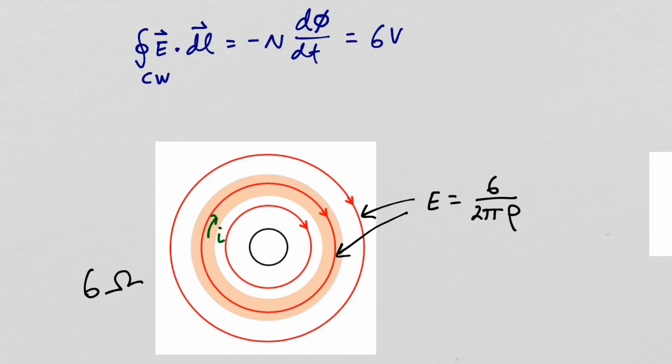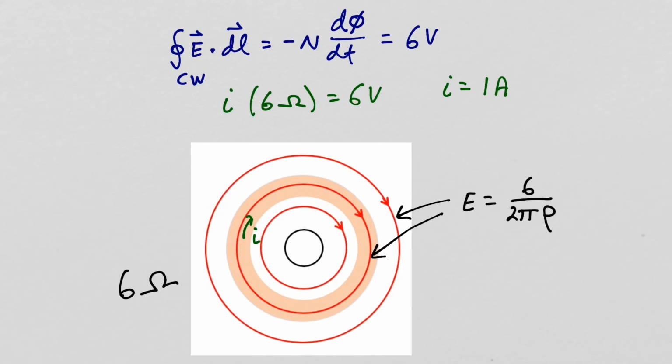So the electric field intensity inside this resistor will cause a current to flow, and the current will be the same everywhere inside the resistor. Let's apply Faraday's law around this path that's inside the resistor. So the integral of E dot dl around this path will be the current flowing times the total resistance of our resistor, which is 6 ohms, and that's going to equal our electromotive force, 6 volts. So the current flowing in the resistor will be 1 amp.